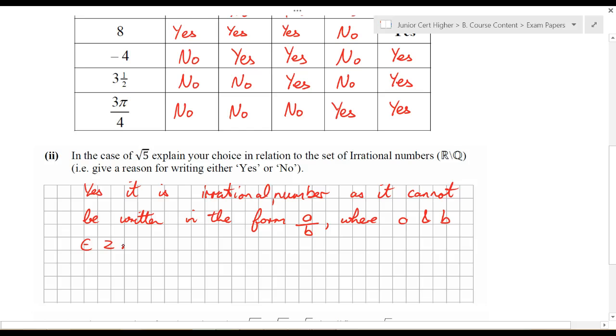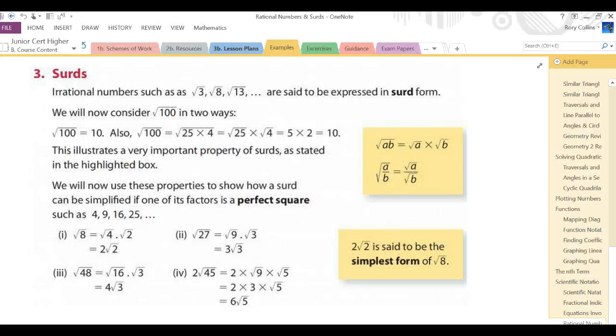Okay, so that's the homework from last night. So now I want you to open up the notes you took down on Wednesday night for homework on the last part, surds, which we've not gone through. So we've spoken about how surds, irrational numbers such as root 3, root 8, root 13 are said to be expressed in surd form. We will now consider root 100 in two ways.